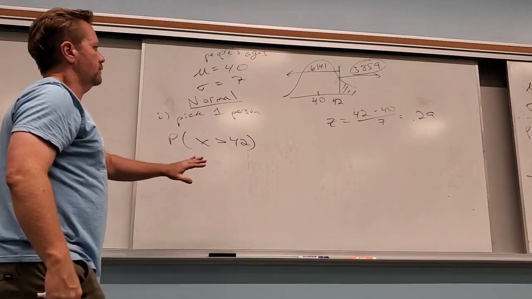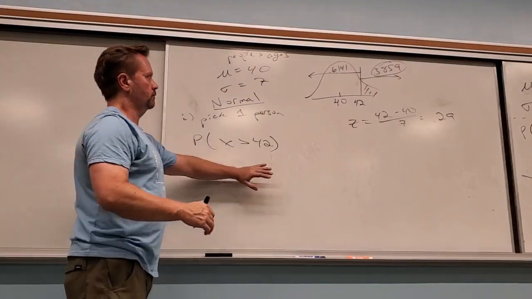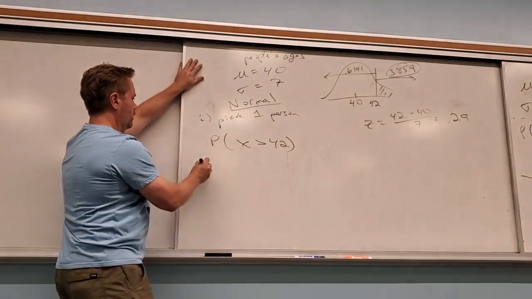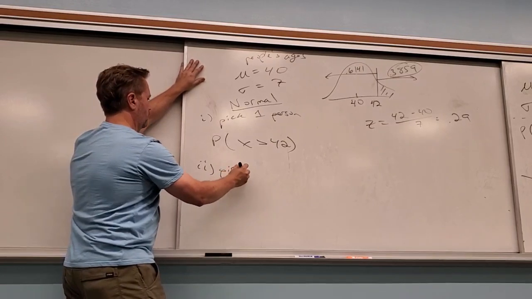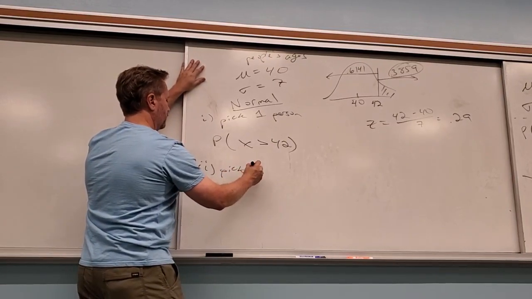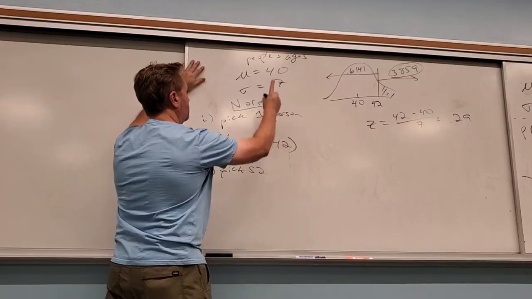So here's what a chapter 7 problem would do. It would say, all right, that's nice, but let's say we pick, what do you got, Jeff? 52 people at random.